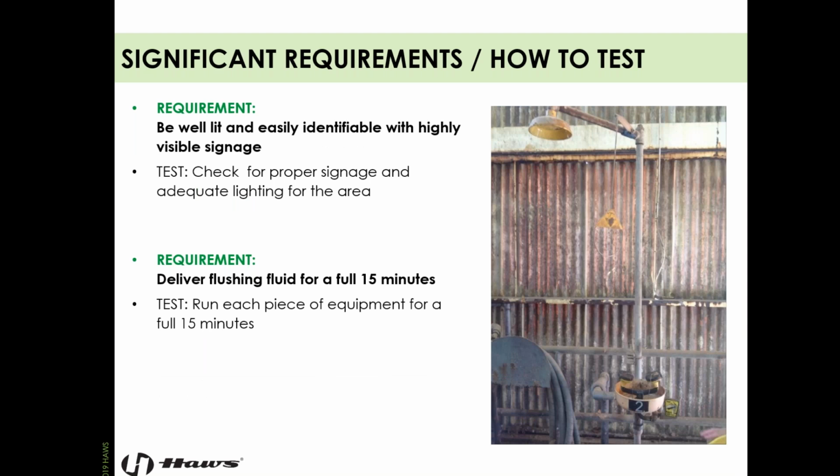Next, it's got to be well lit, and it has to be easily identifiable with highly visible signage. Unfortunately, sometimes these go into dark, dingy corners of your facility. The signage has been in the sun too long and it's faded or cracked or broken on the ground. For instance, the one on the right here, there's no emergency signage, but that's an easy fix. We can easily add signage to whatever piece of equipment we need to add it to. It's easily retrofittable, so that's an easy one to fix. But just make sure you have the proper signage too.